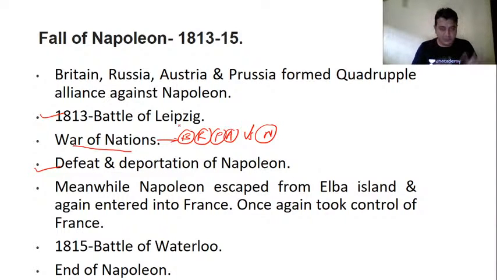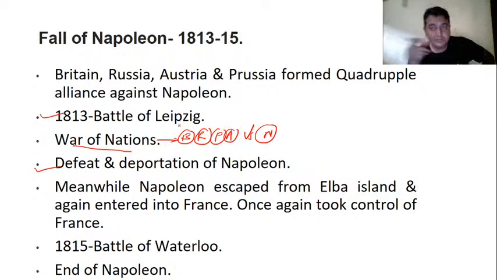Although there was a defeat of Napoleon, these four nations didn't humiliate him, because Napoleon was a great military general as well as a wise administrator. So these four powers respected him for that. Instead of punishing Napoleon, they deported him to an island. Clear? Instead of humiliating him or ending his life, they just deported him.